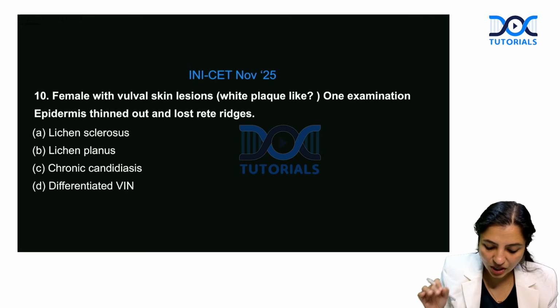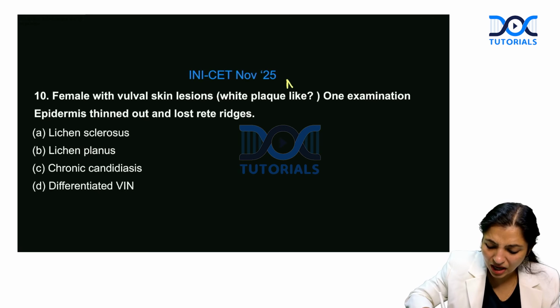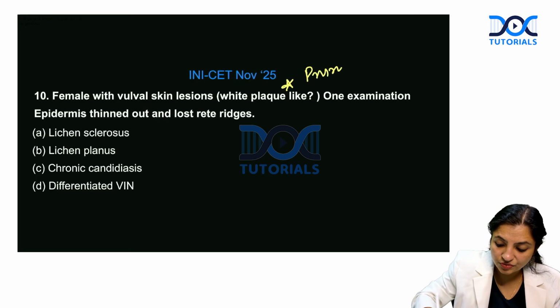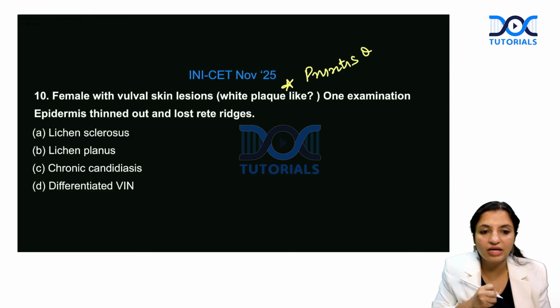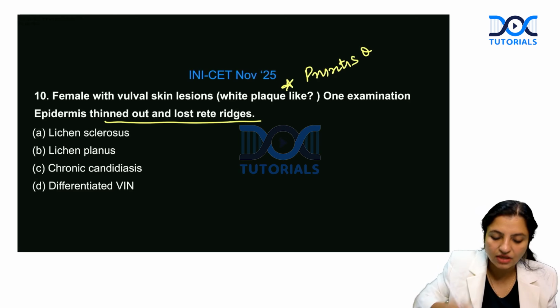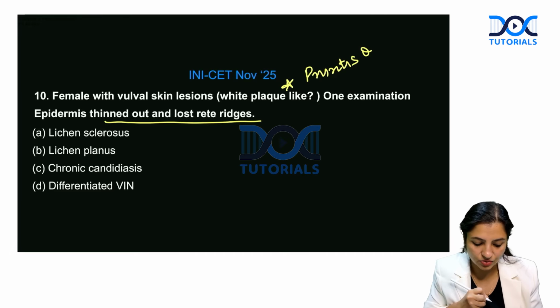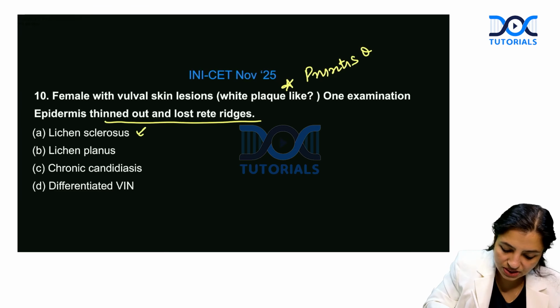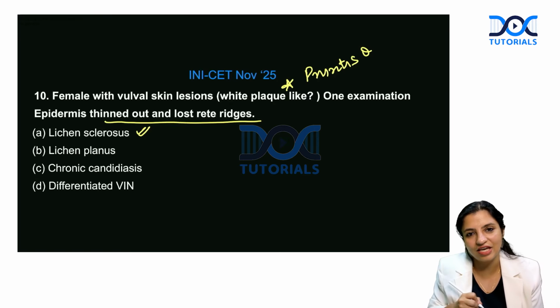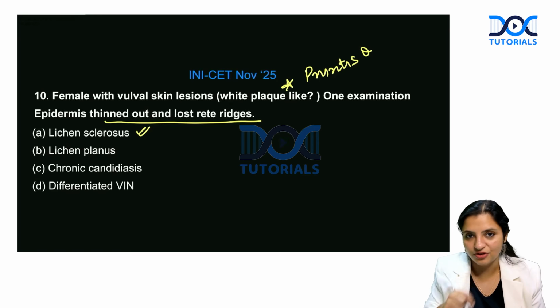So a female with vulvar skin lesions which were white plaque-like was given, and the patient has intense pruritus. That was also given; that was told to me by a student. And on examination, the epidermis is thinned out and there is loss of rete ridges. What is the diagnosis? Of course the diagnosis is lichen sclerosus, but they didn't give you confusing options here. The options were very clear cut. But they can confuse it in future.